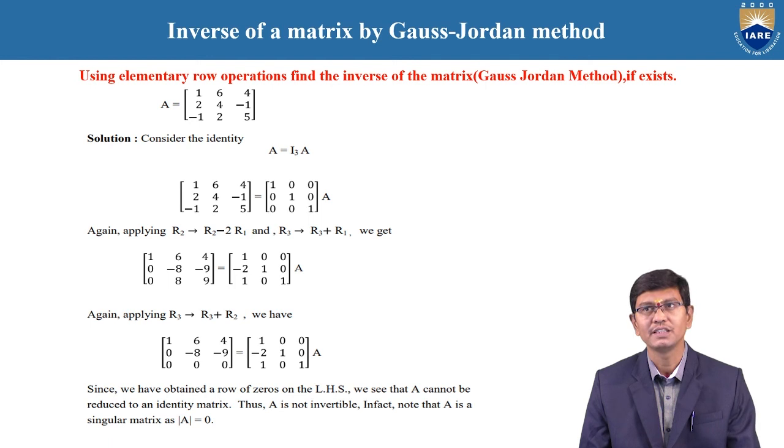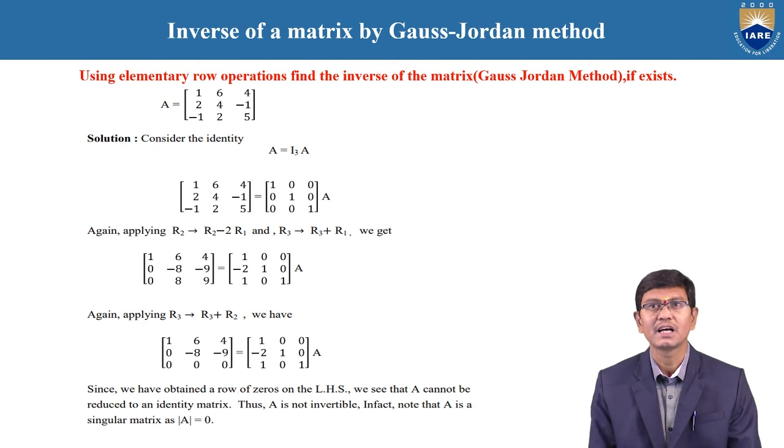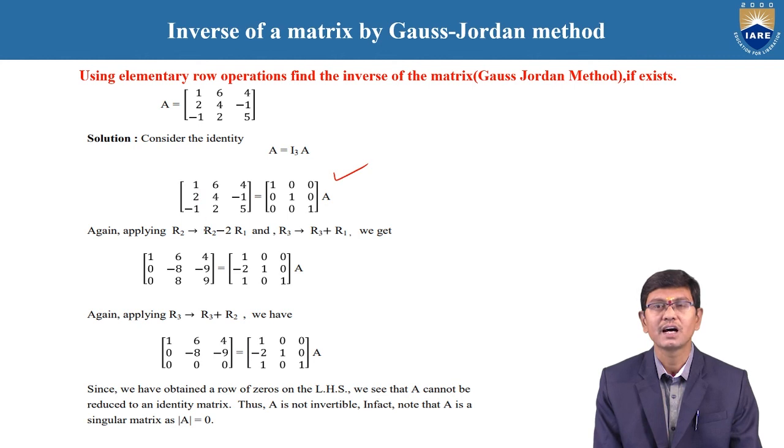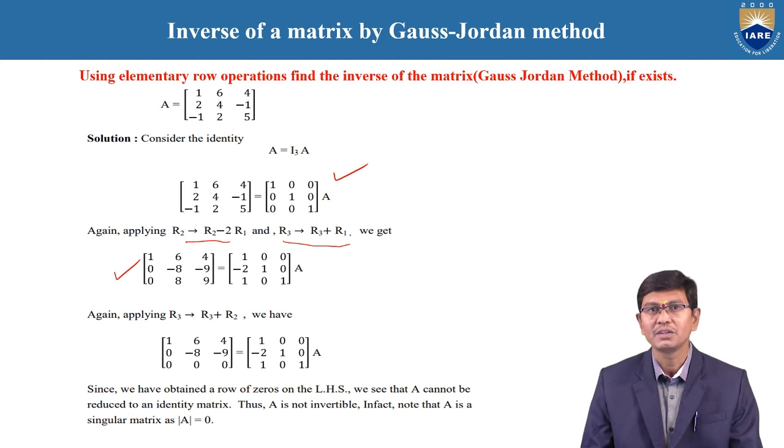Similarly, for this matrix, using elementary row operations, find the inverse of the matrix by using the Gauss-Jordan method, if it exists. Here A = I3 into A, where A is on the LHS and I3 is the corresponding matrix. According to the row operations R2 - 2R1 and R3 = R3 + R1, the LHS matrix is reduced to 1, 6, 4, 0, minus 8, minus 9, and the third row is 0, 8, 9.